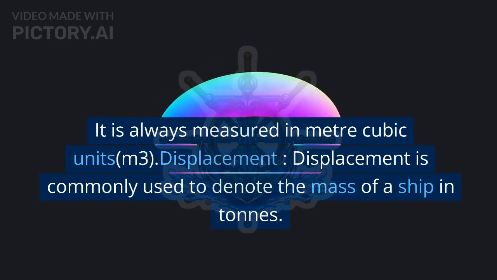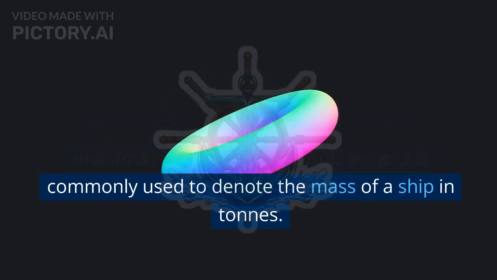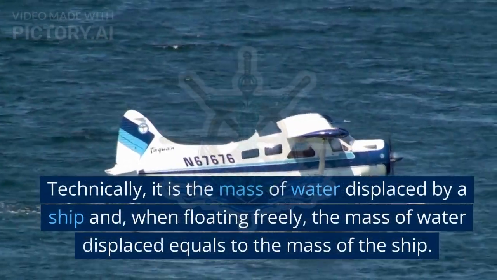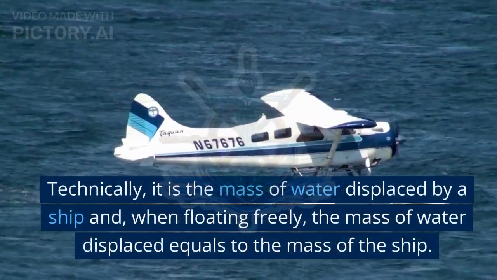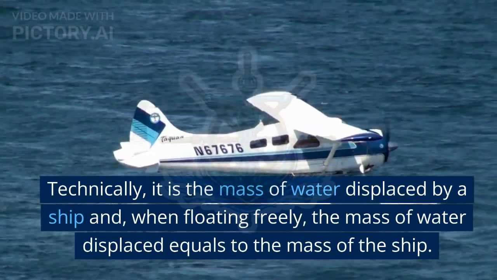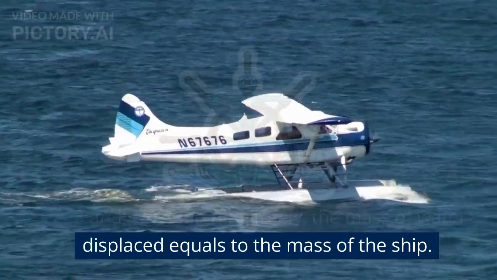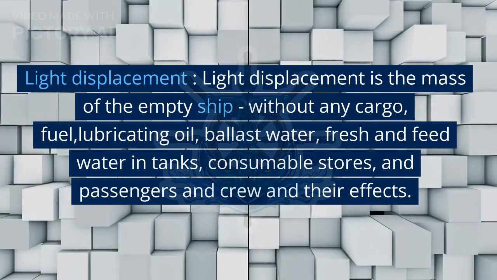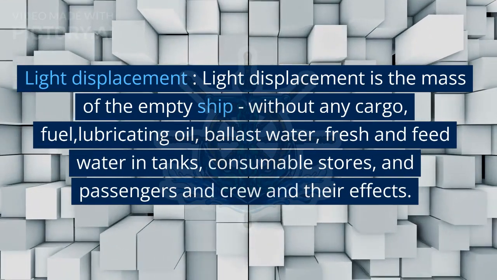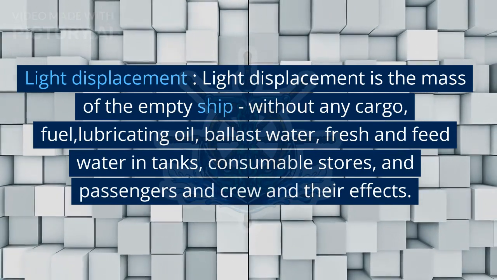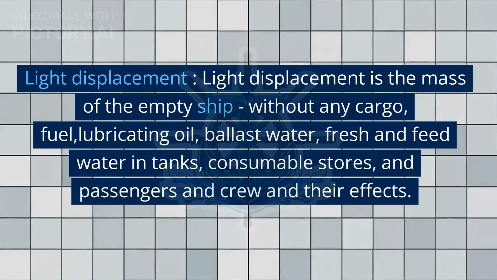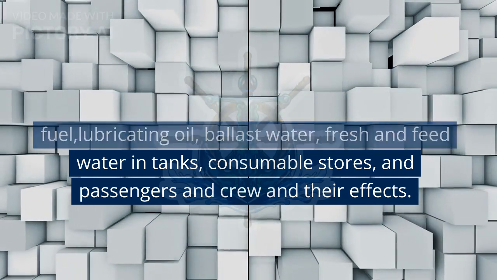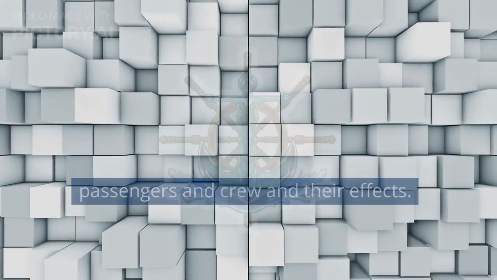Displacement. Displacement is commonly used to denote the mass of a ship in tons. Technically, it is the mass of water displaced by a ship and, when floating freely, the mass of water displaced equals the mass of the ship. Light displacement. Light displacement is the mass of the empty ship, without any cargo, fuel, lubricating oil, ballast water, fresh and feed water in tanks, consumable stores, and passengers and crew and their effects.